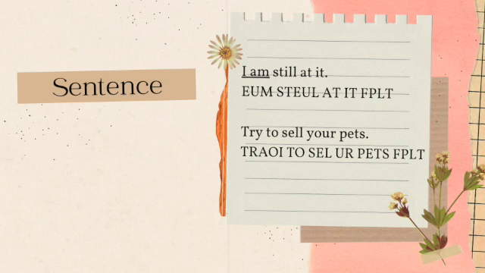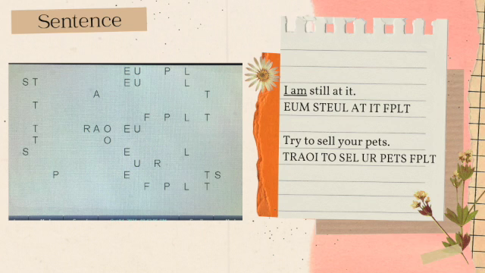So you can see below each of the sentences the correct strokes for the sentence. Let's look at the strokes on the left side. So we can see there, I am still at it. So again, it's the same with what is written below each of the sentences. So that's vowel I, final M for I am, initial ST, vowel I, final L for still, vowel A, final T for at, initial T for it, and then we have FPLT for period.